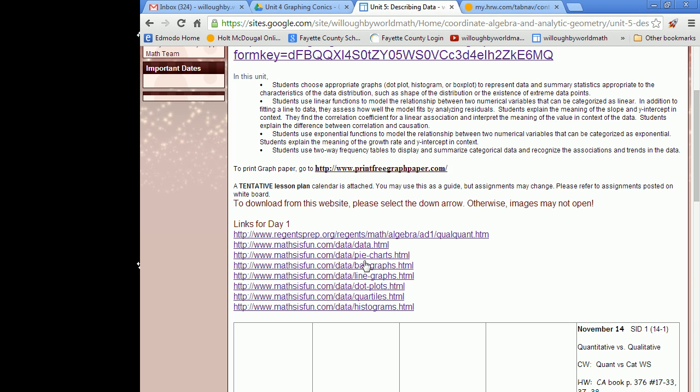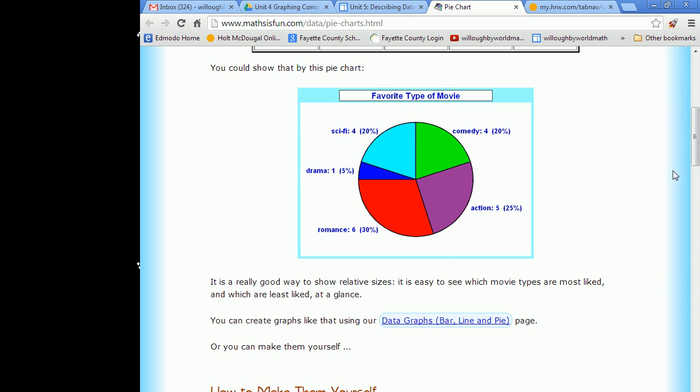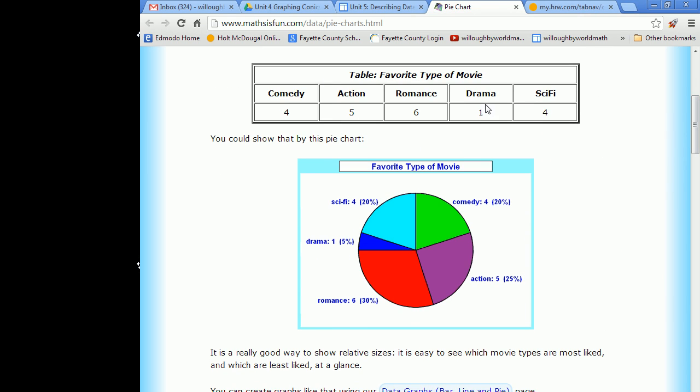Okay, so our circle graphs, our pie charts. And you have seen these, haven't you? So here's our data. This is some of your friends, and this is the type of movies they like. And this is where we describe it. So we would have to total this up and find the percentage for each.